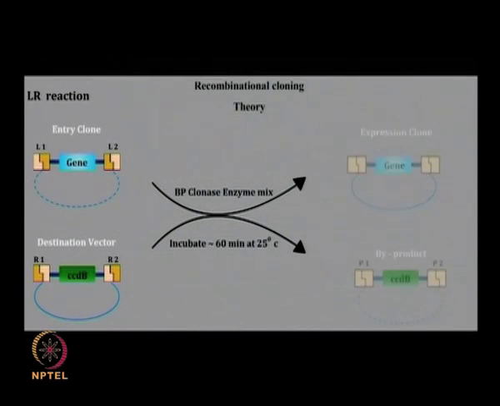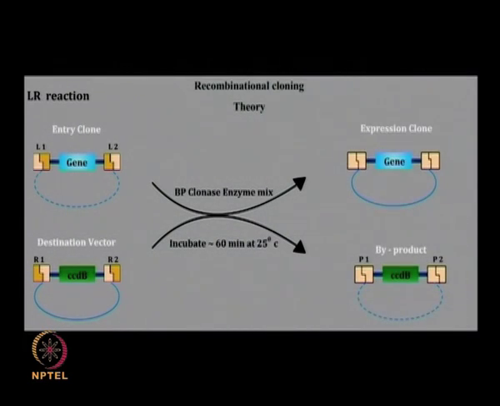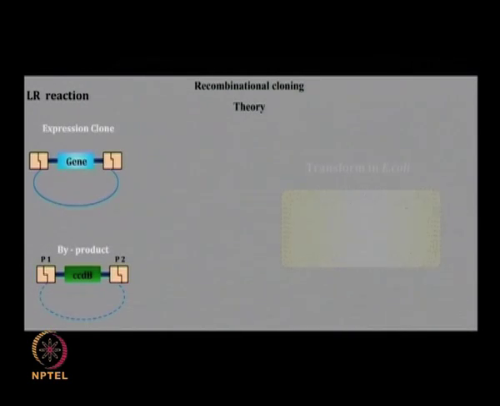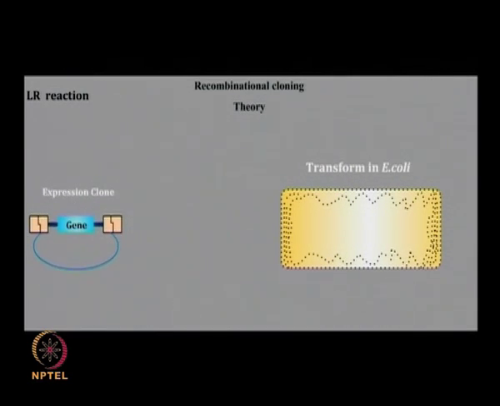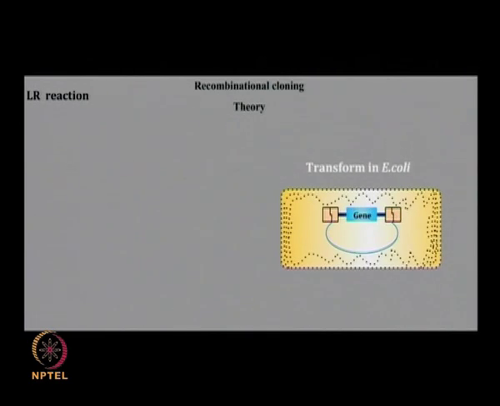The LR reaction is essentially the reverse of the BP reaction, where the master clone flanked by the attL site recombines with a destination vector with attR sites. This reaction, which takes place in the presence of LR clonase enzyme mix, results in transfer of the gene from the master clone to the destination vector to produce an expression clone for a specific purpose. The LR reaction enables generation of several expression clones for various applications in very short time.